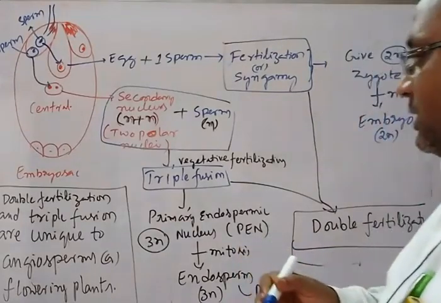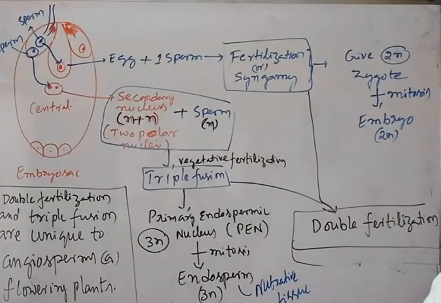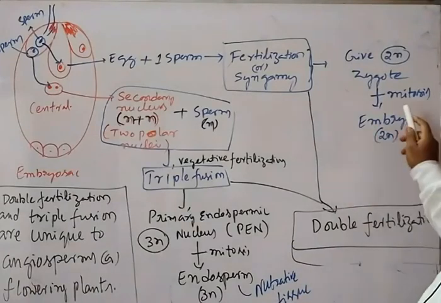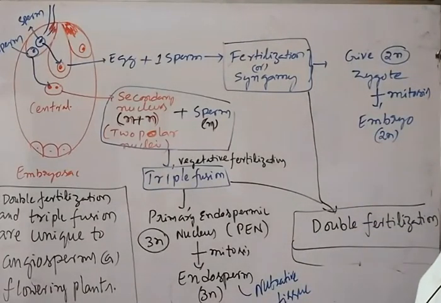It supplies nourishment for the development of the embryo. Endosperm is present in many members, like rice is one example. Whatever starch you are eating is nothing but endosperm. Wheat is another example. So many examples are there.